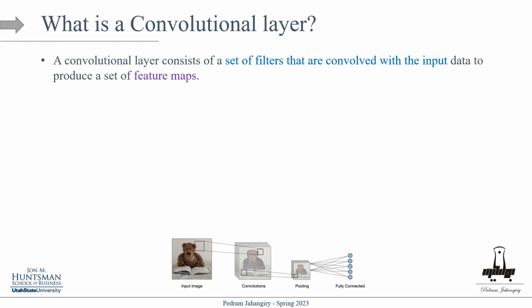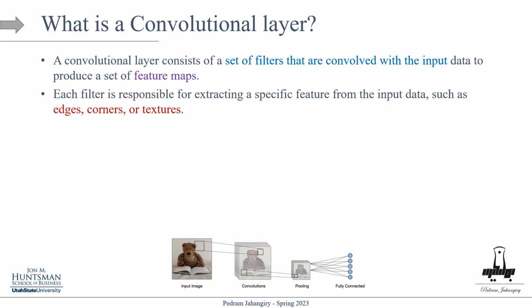All right, let's start by recapping what a convolutional layer is. As you know from the previous part, a convolutional layer consists of a bunch of filters that are convolved with input data to produce a set of feature maps, right? So this is your input data. Then we have a convolutional layer, and in this convolutional layer, for example, I have 1, 2, 3, 4 filters.